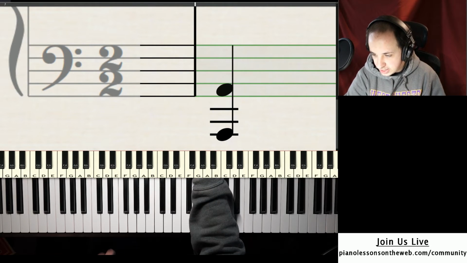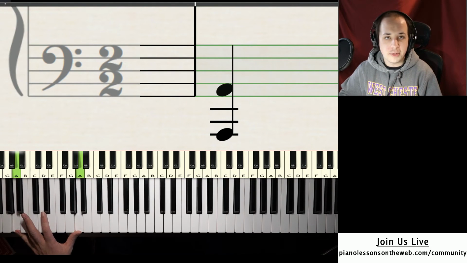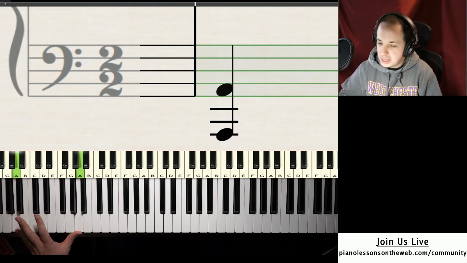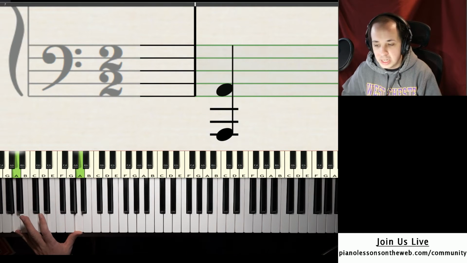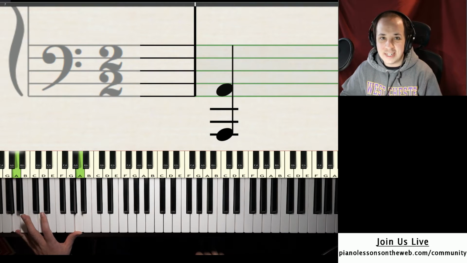Is that right? A, C, E. Yep, so that's an octave away. So if I'm reading bass clef, I know the top one's A, and I'm just going to assume that's an octave. It's a pretty safe bet that that bottom one is going to be an octave away.